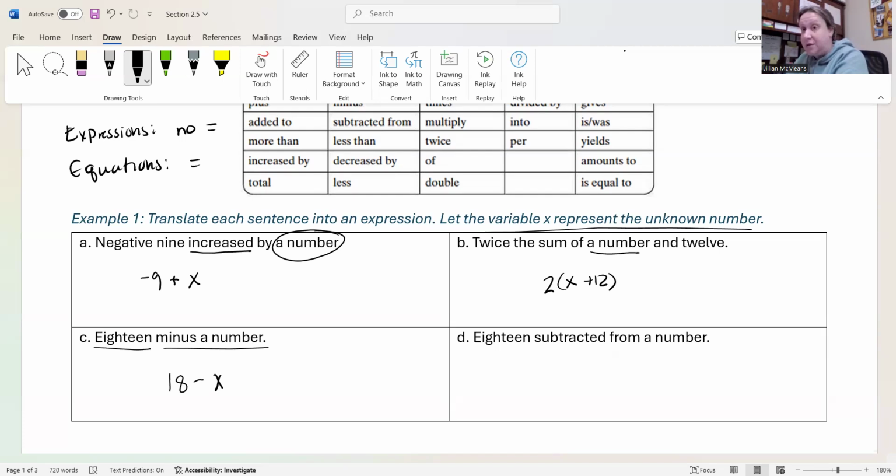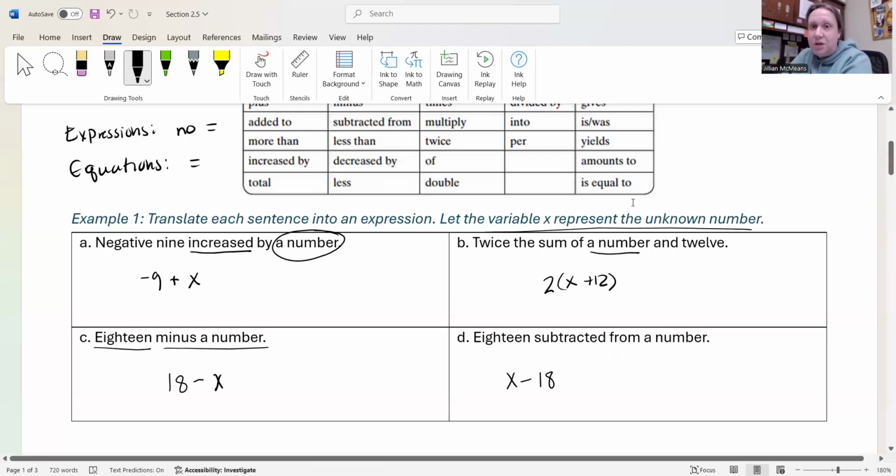Now let's compare that to part D. Part D feels like it's going to be the same, but they're a little bit different. So here we have 18 subtracted from a number. In this case, we're taking some number, and from that, we're going to subtract 18. So even though part C and part D feel the same, they're quite different. Order really does matter. If we take 18 from a number, that means it's going to be the number minus 18, versus 18 minus a number, which is the number subtracted from 18. So be really, really careful with parts C and D. They feel the same, but they're different.